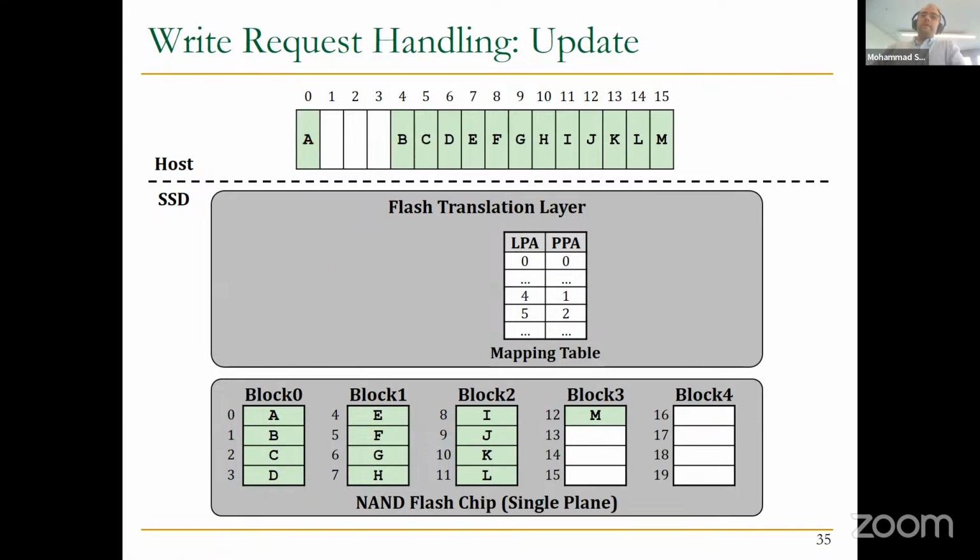Now let's say we receive some update. Sometime later, we receive another write on the same logical block address that we had before, like 0. We can call that an update, because you're updating the data that has been stored in the past.